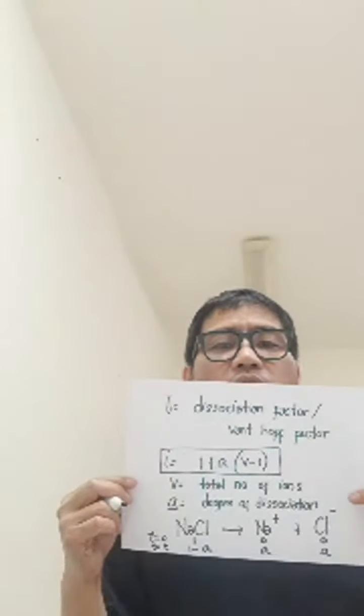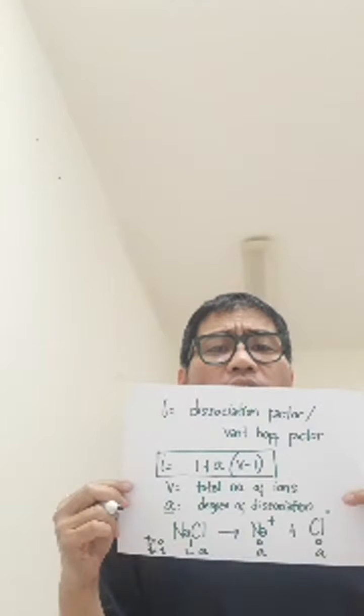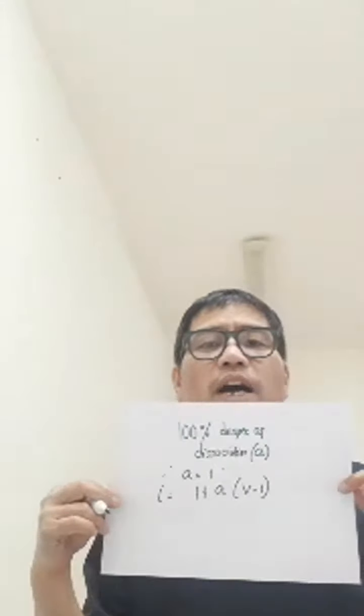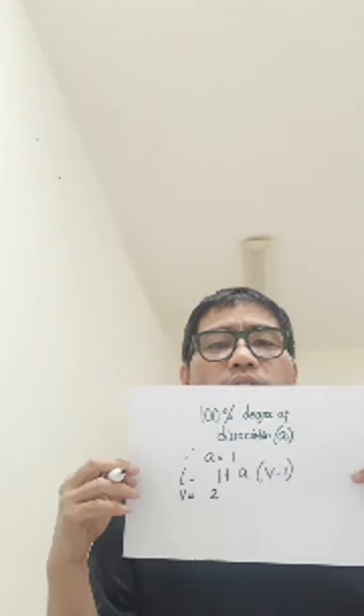which is i, or Van't Hoff factor, or dissociation factor, is equal to 1 plus alpha times v minus 1. For sodium chloride, we have now i equals 1 plus alpha (v minus 1) in this equation. So we need to compute first the total number of ions v. So total number of ions v is equal to 2. Total number of ions is 2 for sodium chloride.